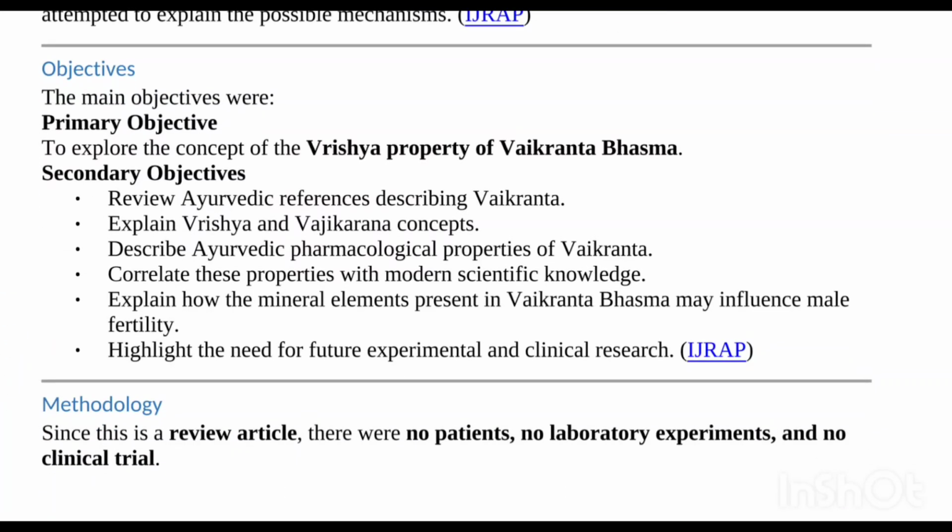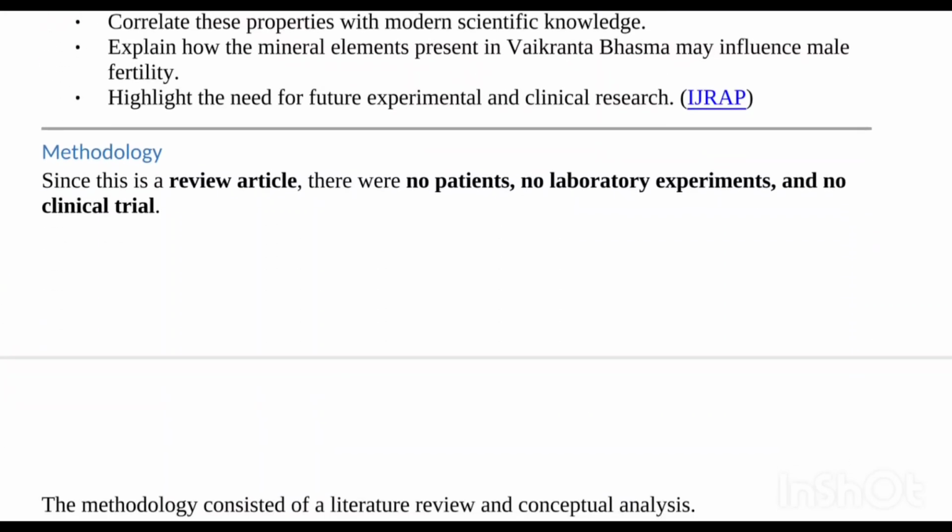In objectives, the primary objective is to explore the concept of the Vṛṣya properties of Vaikrant Bhasma, and the secondary objectives are to review Ayurvedic references describing Vaikrant, explain the Vṛṣya and Vajikar concept, describe the Ayurvedic pharmacological properties of Vaikrant, correlate these properties with modern scientific knowledge, explain how the mineral elements present in Vaikrant Bhasma may influence male fertility, and highlight the need for future experimental and clinical research.